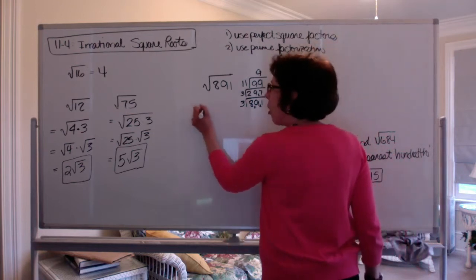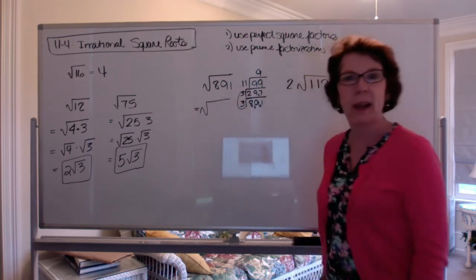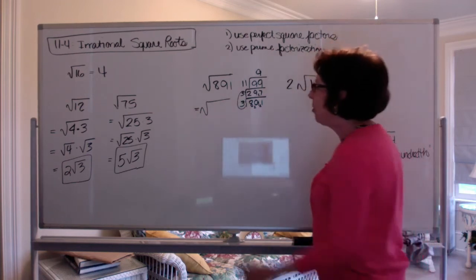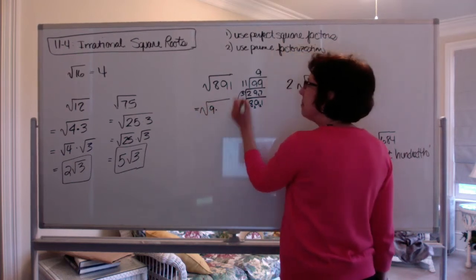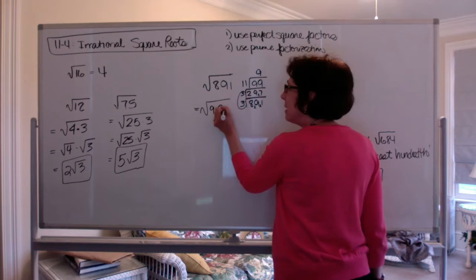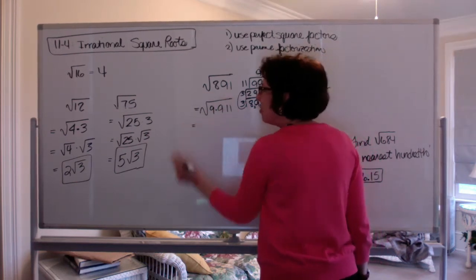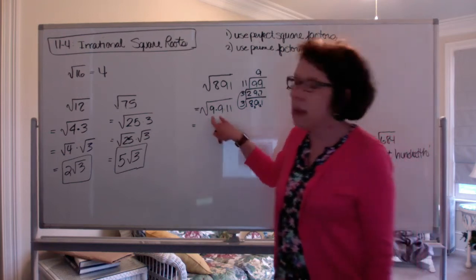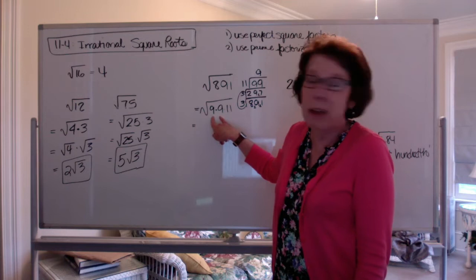So I'm going to now rewrite this as, well, what is 3 times 3? It's 9, okay? So I've got a 9 times, I'll just do that, 9 times 11. Now you can think of this two ways. This is 81, isn't it? So the square root of 81 is 9. Okay, so I could bring that out.